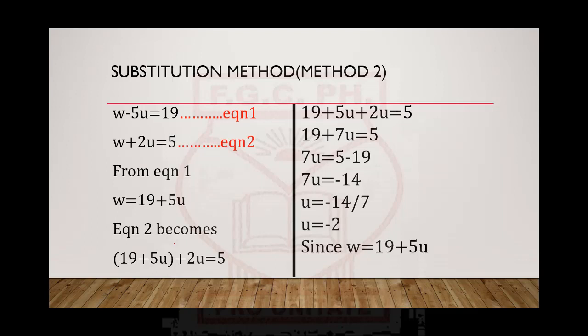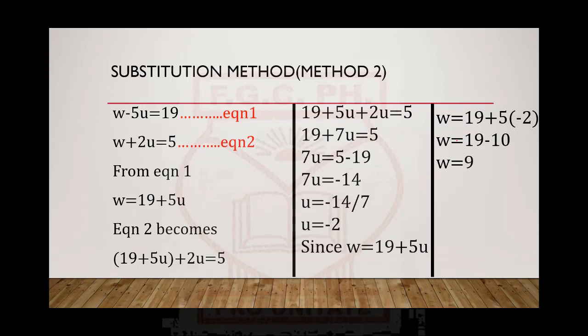Now we're going to get W by using either equation 1, 2, or this equation for W. And we will use this. It's going to be smarter to use that because it's an already made expression for W. So in place of U here, we're going to put -2, and that will bring us to 19 plus 5 bracket -2, and that will be 19 minus 10. So W is 9. So we have U is -2, W is 9.